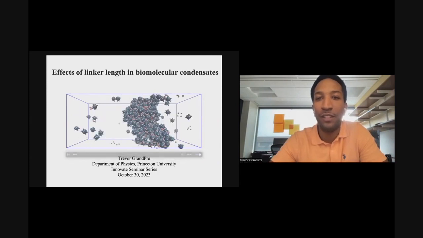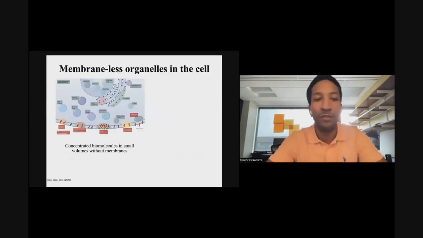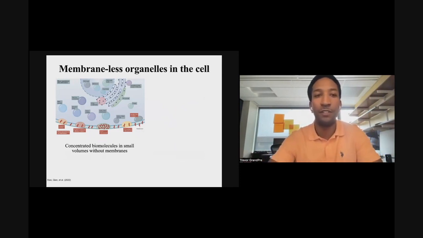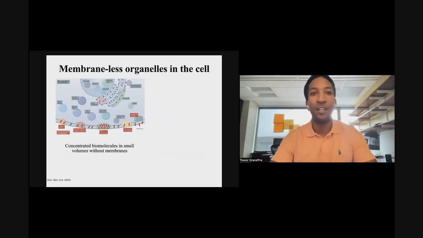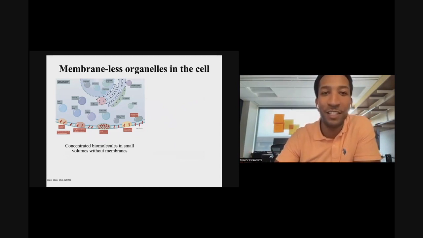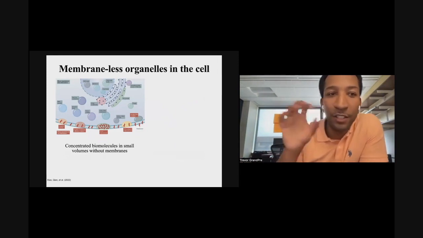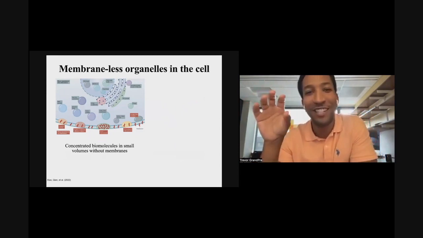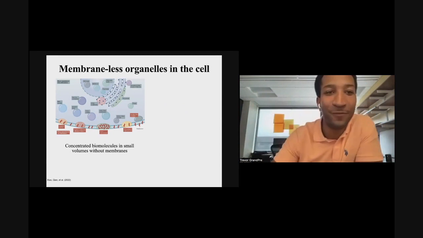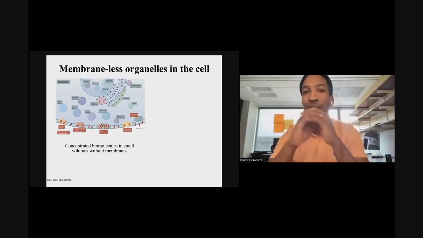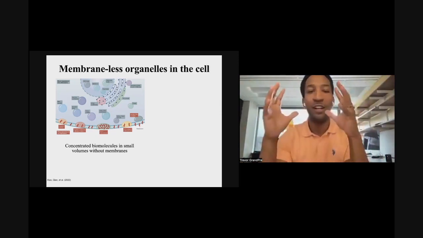Okay, so before I jump into this, I would like to give a broad introduction to the overarching field of membraneless organelles or biomolecular condensates. So here's a picture of just a generic cell. It looks like an animal cell, and all the different colors here in circular shapes are so-called membraneless organelles. So they don't have a membrane that's keeping all the proteins together.